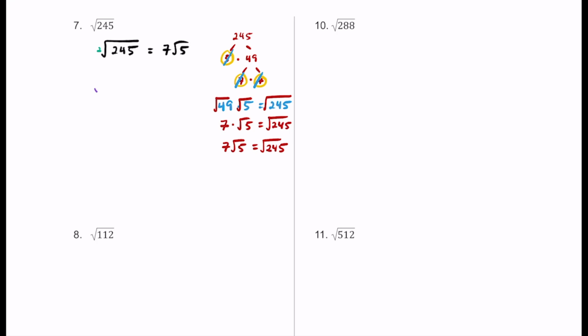Checking this on a calculator, right, the square root of 245, that's going to be about, let's see, 245, take the square root, use a calculator, it's about 15.65. And then take this 7 root 5, 7 times the square root of 5, and that is about the same thing, 15.65. So again, feel free to check that, but these are indeed the same thing.